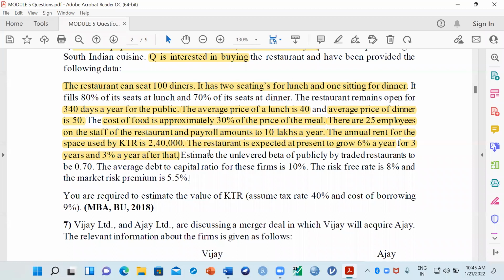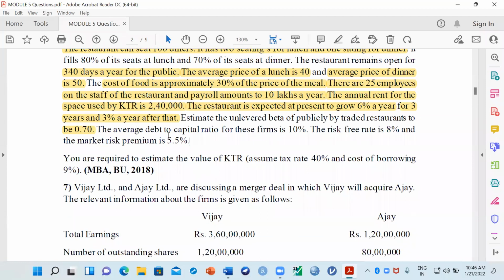Next, they gave the estimated unlevered beta of publicly traded restaurants. So this restaurant is publicly traded, and its beta is 0.7. I need this information also. The average debt to capital ratio for this firm is 10%. I need this information also.